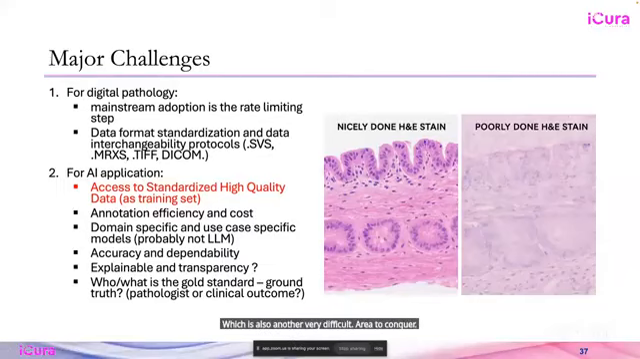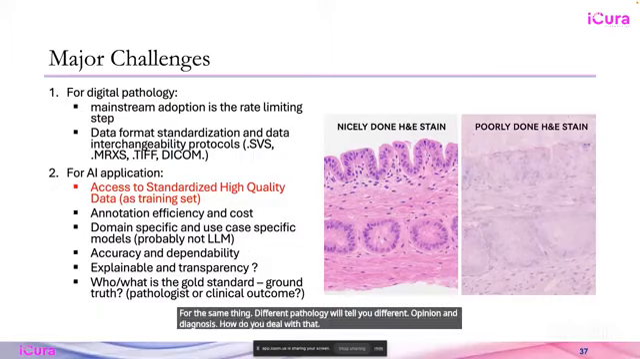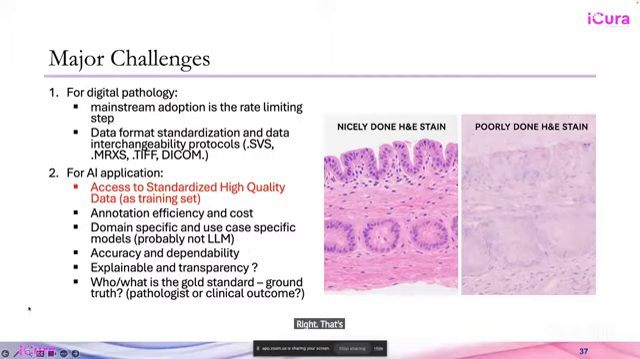Again, at the end, what's the gold standard and ground truth? Is it the pathologist? But pathologists are known to have disagreements. For the same case, different pathologists will give you different opinions and diagnoses. How do you deal with that? Right? I don't know the answer for that. That's also an unanswered question. And there's a famous saying from Dr.